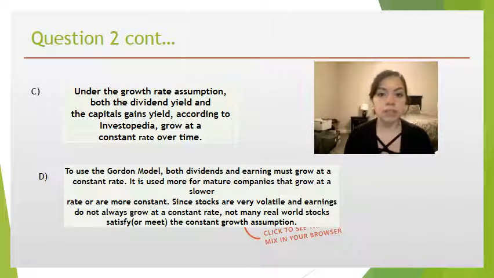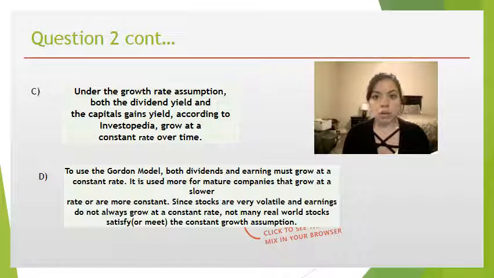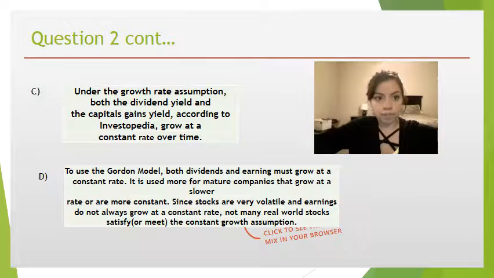So for part D in question 2, it's asking us about the Gordon model and whether people, mainly companies, will use it. For that to be a real assumption, or in order for it to be used, both dividends and earnings must also grow at a constant rate. Usually more mature companies use it just because there's not as much volatility, but for most stocks there is so much volatility that sometimes dividends are good, but earnings are not good. So for the most part, it is not really used.